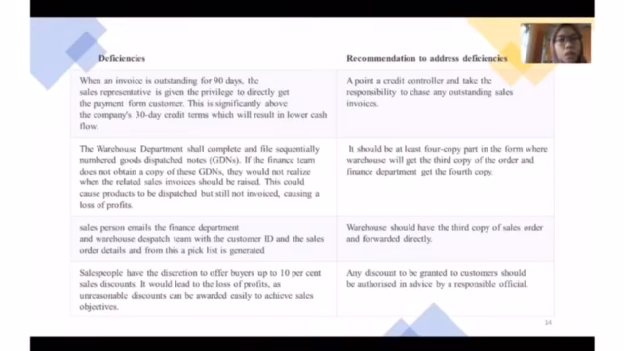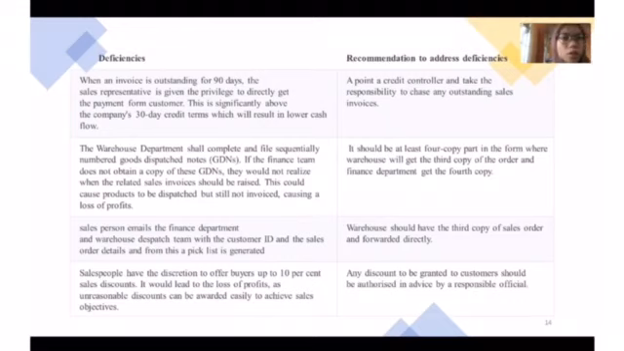Okay, next. When an invoice is outstanding for 90 days, the sales representative is given the privilege to directly get the payment from the customer. This is significantly above the company's 30-day credit terms, which will result in lower cash flow. So, the recommendation to address the deficiency: appoint a credit controller who takes responsibility to chase any outstanding sales invoices.